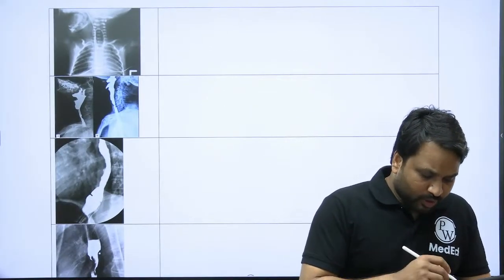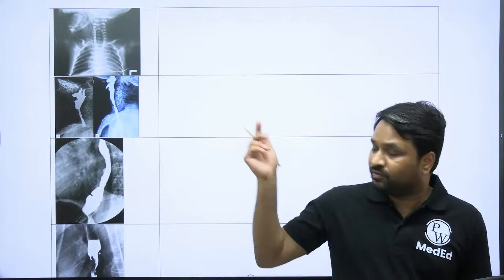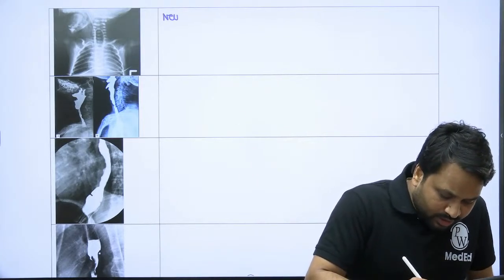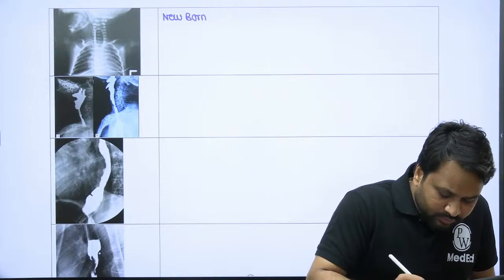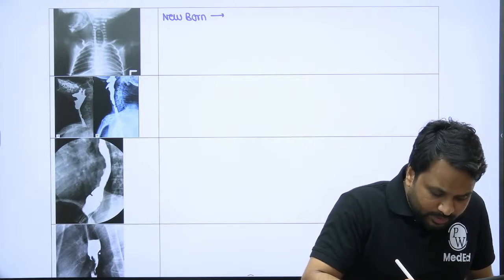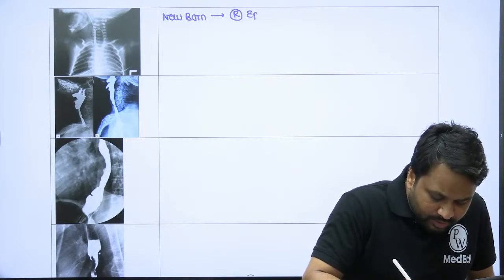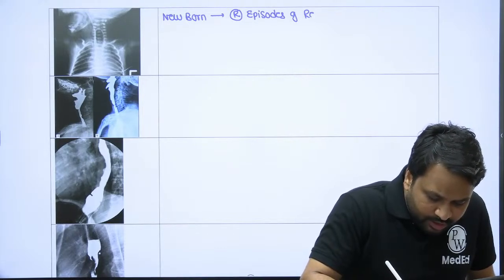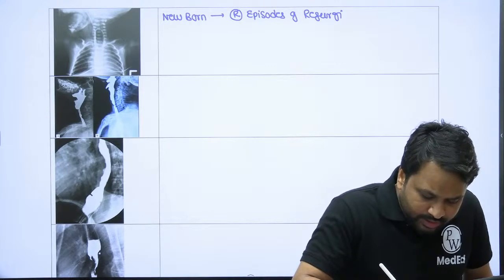The first spotter that you can see here is a child where there's a coiling of the nasogastric tube. If you have a newborn presenting with repeated episodes of regurgitation.